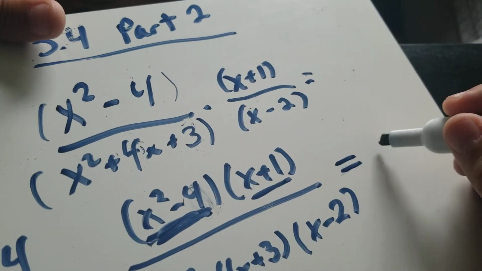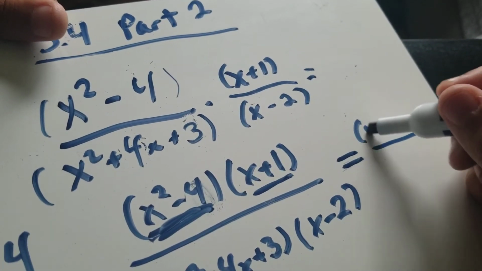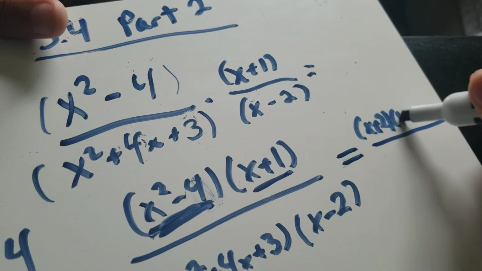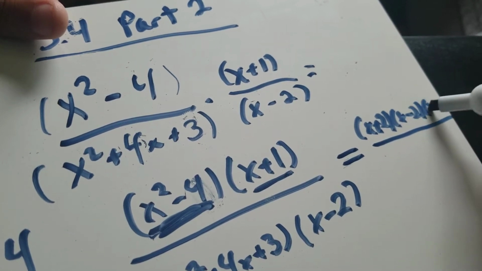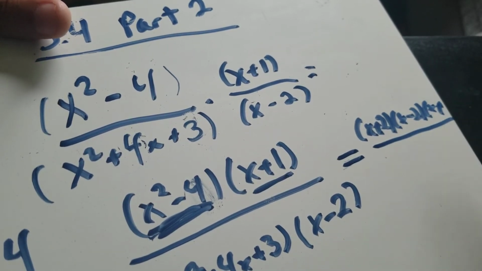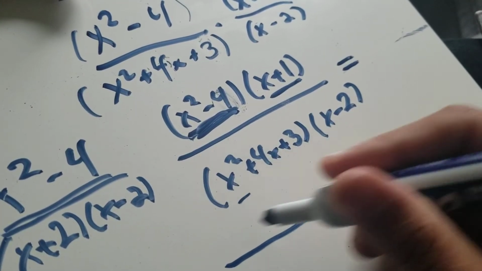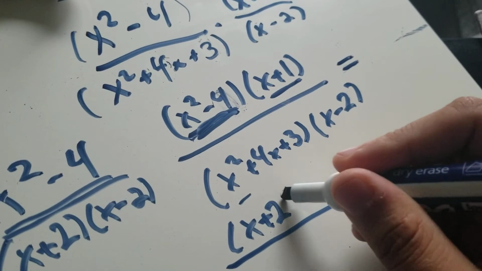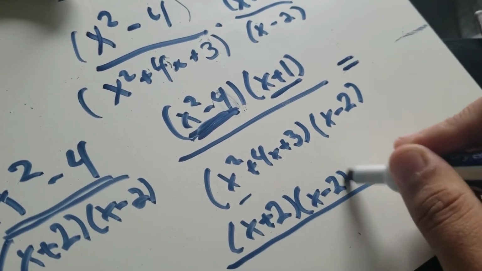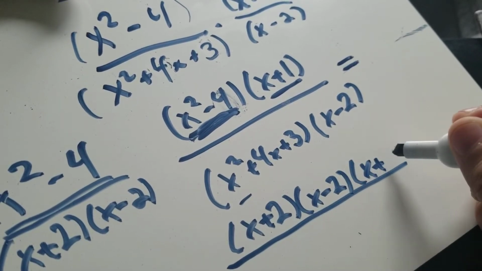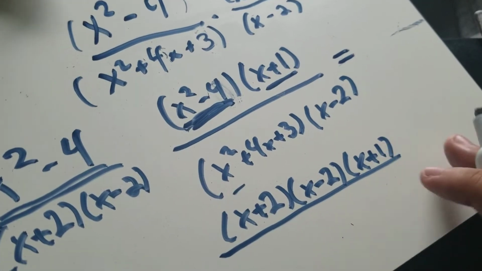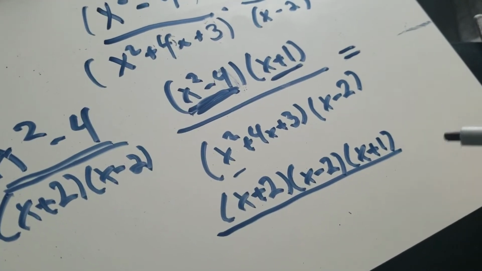So the top part I'm going to rewrite as x plus 2, x minus 2, and x plus 1. And I can see somebody saying, oh, can we eliminate it? Let's save that to the end. Let's cancel out the end part.